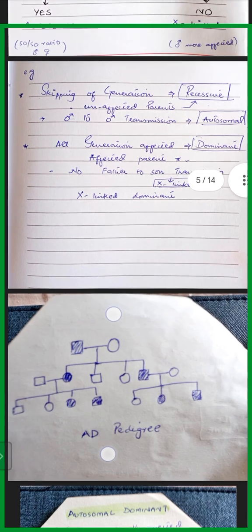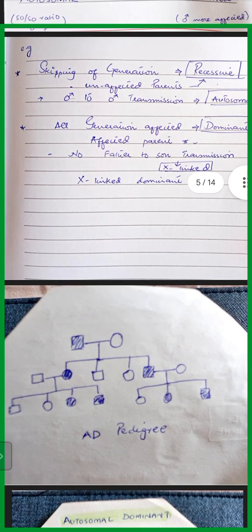You see, this is a pedigree. As you can see, there is no skipping of the generation. There are 3 lines, horizontally, you can see.